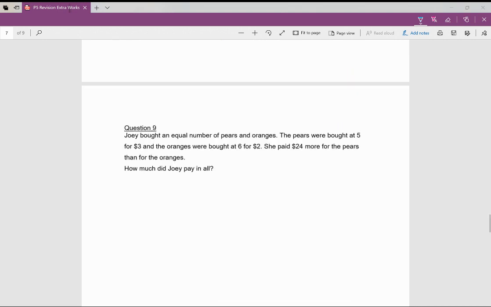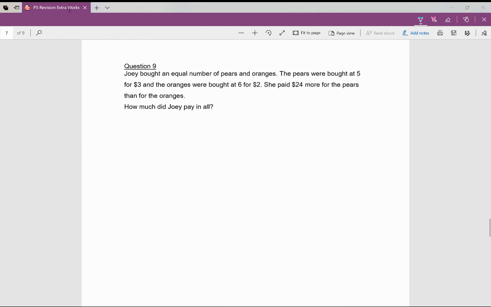Okay, next question. Question 9. This is from your concept 4 now. This one is just something that you've learned recently. Joey bought an equal number of pears and oranges. Pears were bought at 5 for $3. Oranges were bought at 6 for $2. She paid $24 more for the pears as compared to the oranges. How much did Joey pay in all?